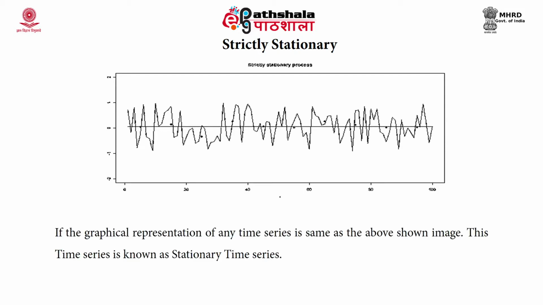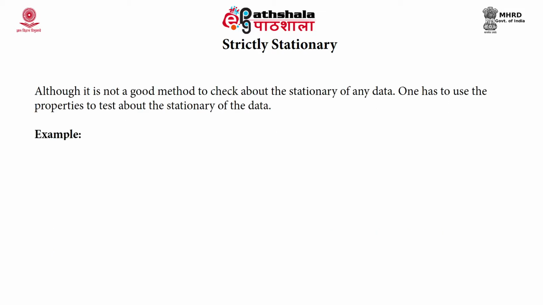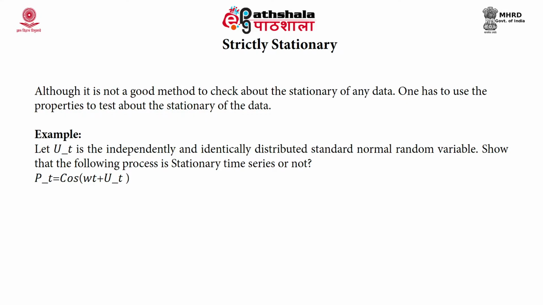Now, this is a graphical representation of strictly stationary. In the graph you can see that all the observations lie mostly above the line or below the line. So, this is an example of a stationary time series. If the graphical representation of any time series is the same as the image shown above, then the time series is known as a stationary time series. Although it is not a good method to check the stationarity of any given data, one has to use the properties to test the stationarity of the data.